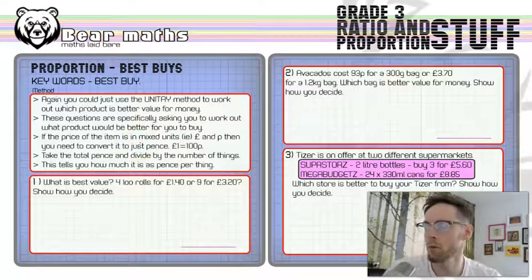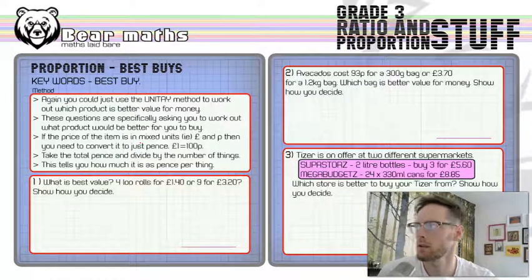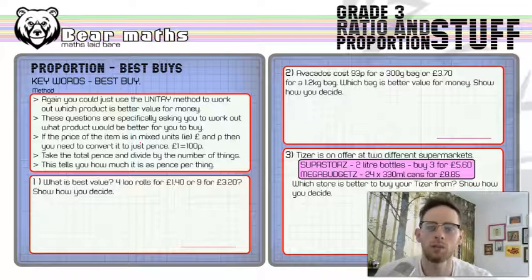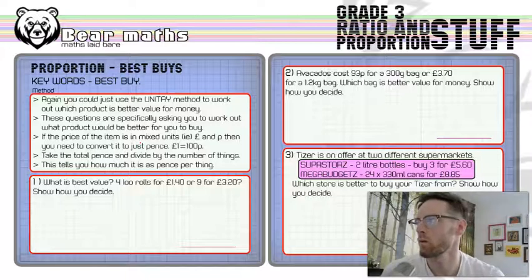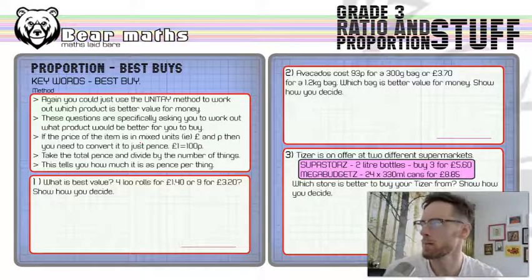This video is on proportion and best buys. The key phrase is best buy, and that just means you're working out what's the best value for money. So again, you could just use unitary method to work out what product is best value for money. These questions are specifically asking you to work out what product is best for you to buy as a consumer.